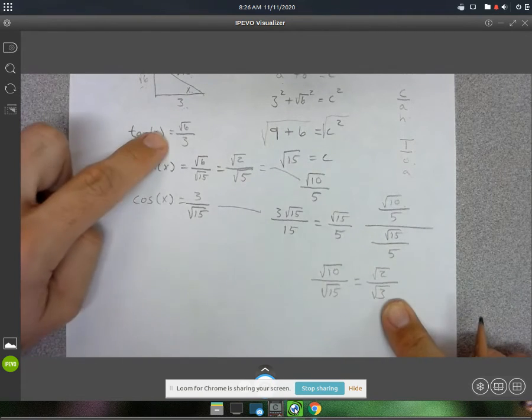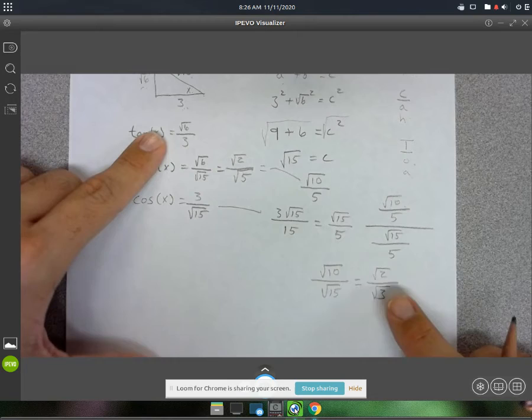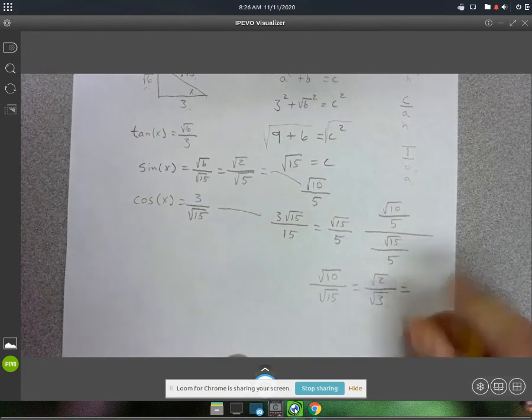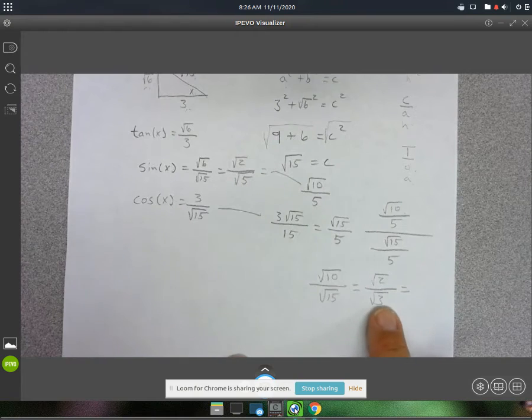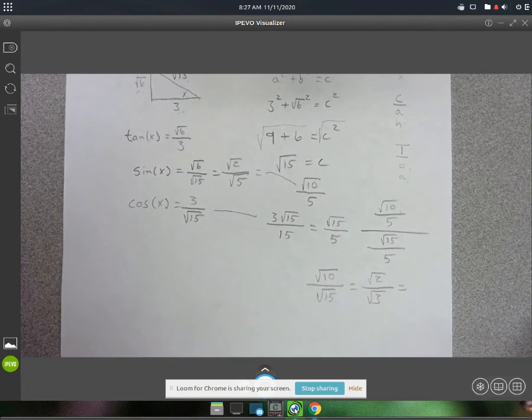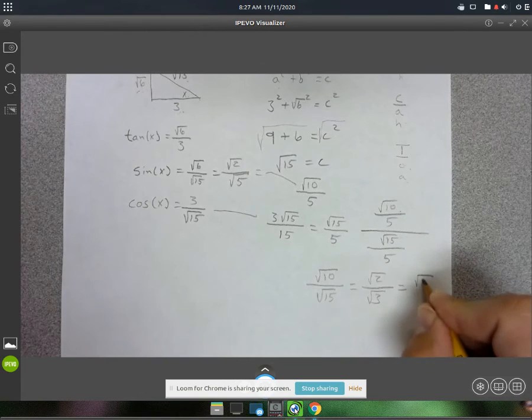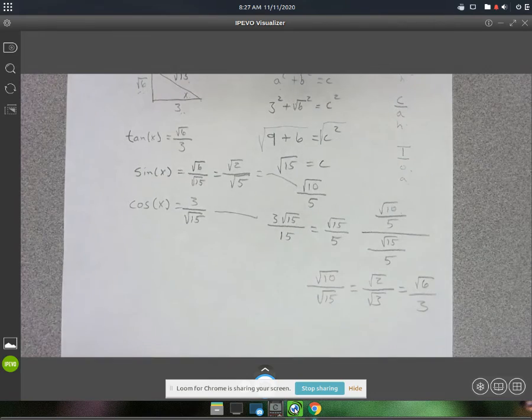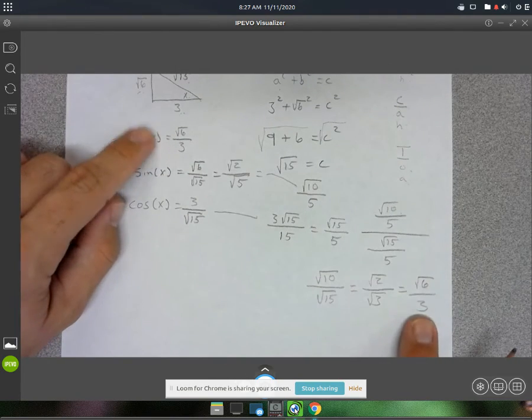Well, they're still not exactly a match. But what you have to do now is rationalize the denominator. Again, I don't think I'm making you do this in any of your homework right now. But you'd multiply top and bottom by the square root of 3. That would give you a square root of 6 up top and a 3 down below. And now you can see that they are the same thing.